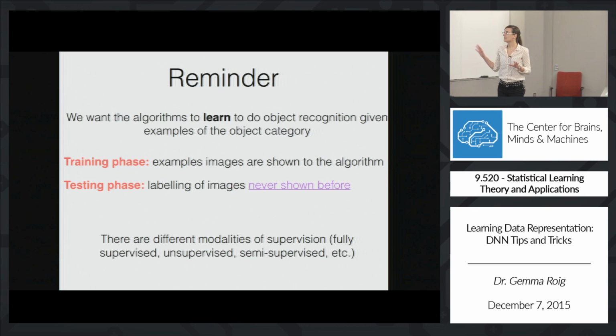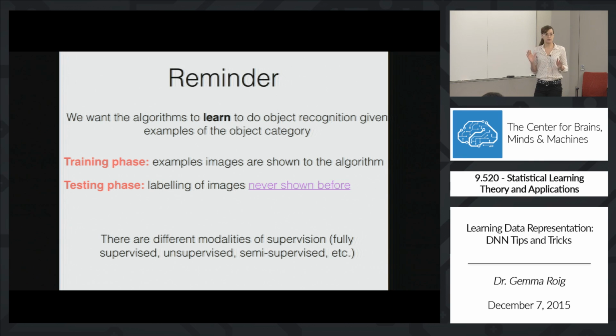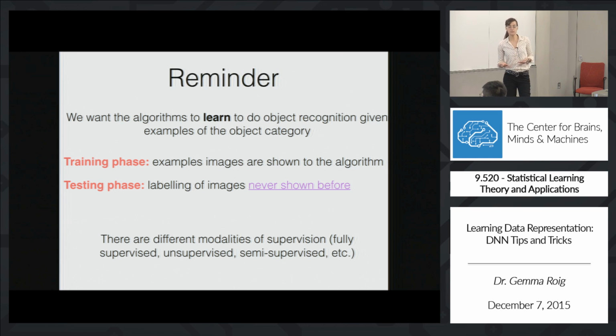Just as a reminder, how can we achieve this? The algorithms need to learn from examples, in this case images, and these images are shown to the algorithm, and this is the training phase. Then at testing time, you give an image that the algorithm has never seen before, and the algorithm should deliver a label. There are different modalities for learning, and I think you have seen most of them during the course. Fully supervised means that at training phase you have all examples with their corresponding label. Unsupervised, in which at training phase you don't have the labels at all, but only the examples. Or semi-supervised, which is a combination of both. So you have images, examples with labels, and some other images that are not labeled, but you still want to leverage that you have more information to learn a better model.